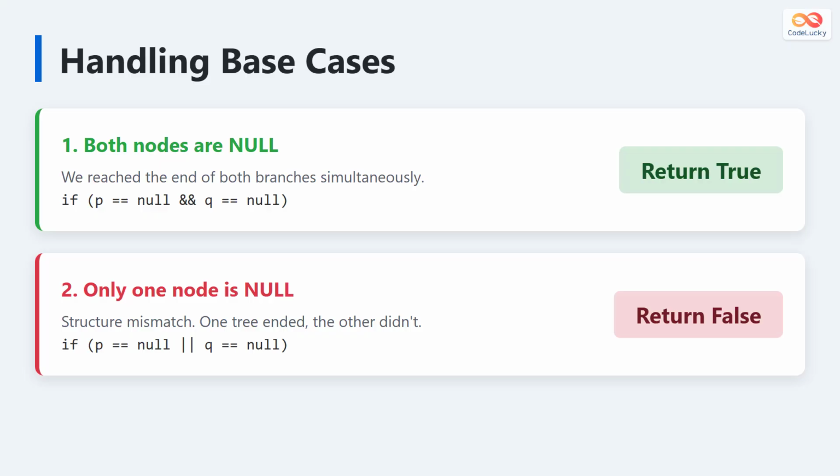In recursion, we always start with base cases. First, if we reach a point where both nodes are null, it means we have successfully traversed past the leaf nodes of both trees simultaneously. This is a match, so we return true. Second, if one node is null but the other is not, it means the trees have different structures. In this case, we return false.